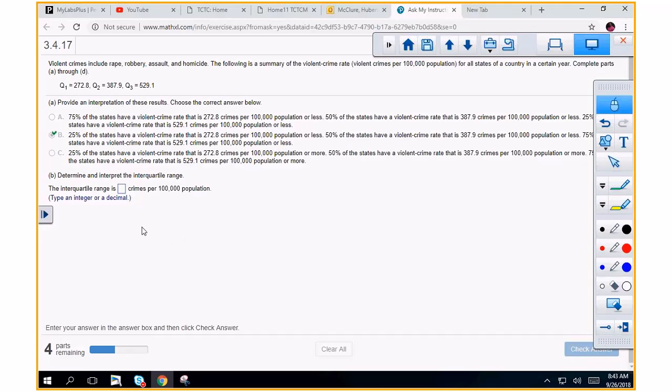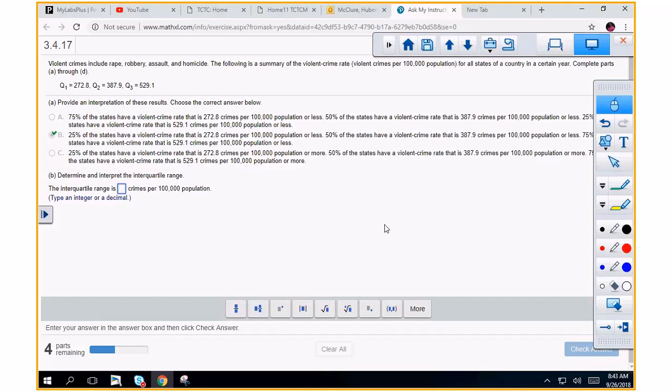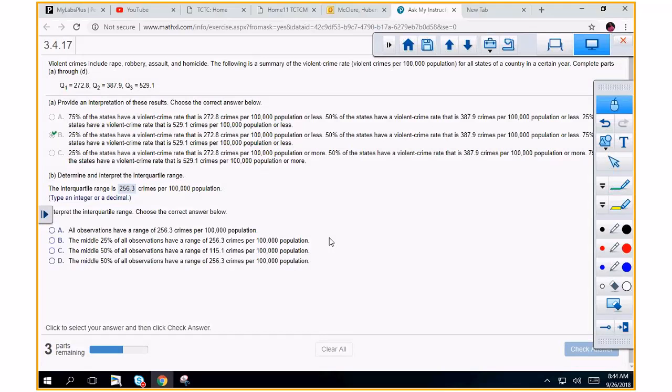Okay, can somebody figure out the interquartile range right quick? What's 529.1 minus 272.8? 255.3. Is it the same? Is it not 255.3? It's 256.6. Oh, well, that's nice. And then the middle observation right there, D.